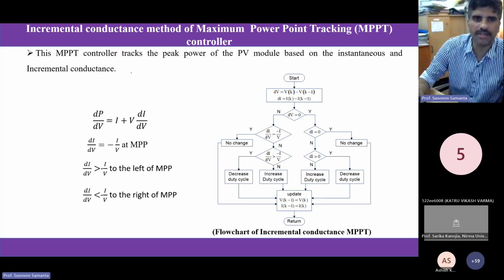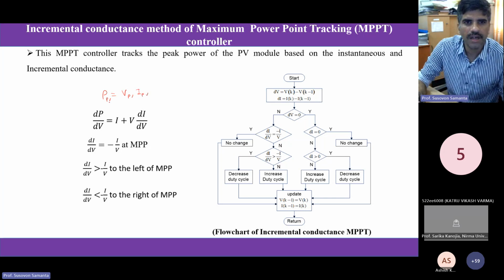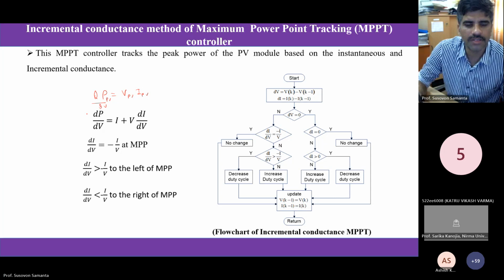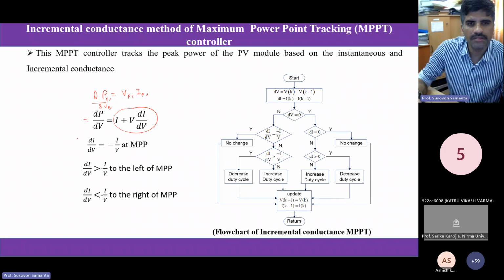It is basically coming from the same relationship, that P is equal to V panel into I panel: power is nothing but panel voltage into panel current. And if you take the derivative with respect to panel voltage, you will get this expression. And similarly, if I put dP by dV, because at MPP the slope dP by dV is 0, this will be the condition for INC.